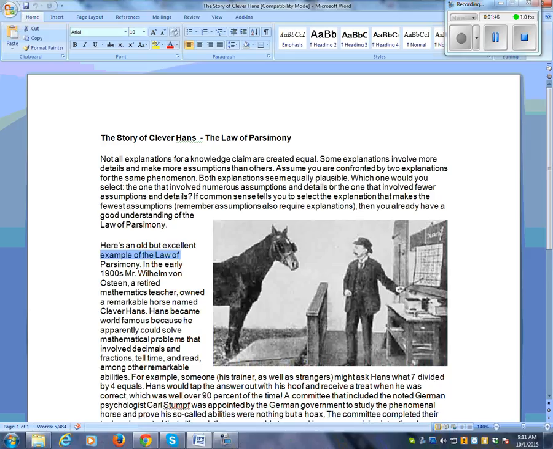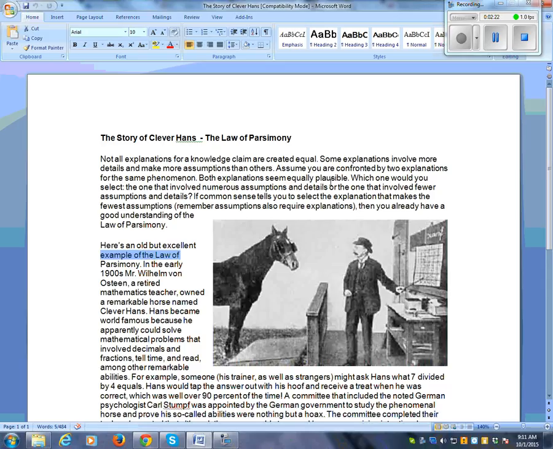Okay. So Leighton already understands the law of parsimony because he knows that the simplest one is quite likely the correct one. Here's an old and excellent example of the law of parsimony. In the early 1900s, Mr. Wilhelm von Osten, a retired mathematics teacher with nothing better to do, owned a remarkable horse named Clever Hans. Hans became world famous because he apparently could solve mathematical problems that involved decimals, fractions, tell time, read, and among other remarkable abilities. This horse was a genius.